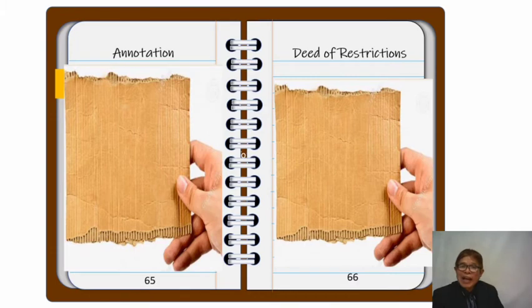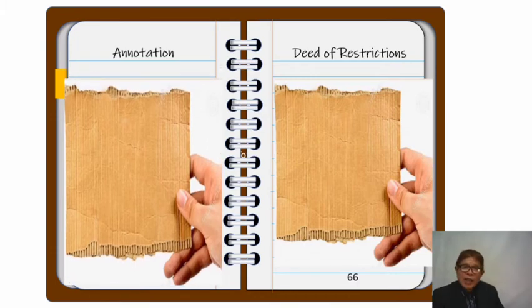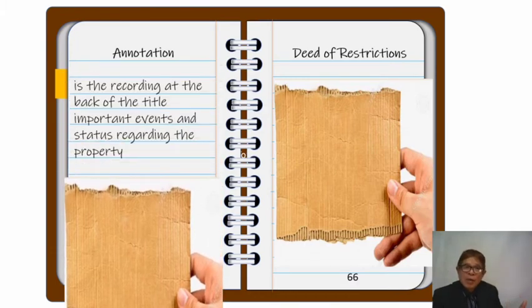What is annotation? Annotation is the recording at the back of the title of important events and status regarding the property. For example, liens, encumbrances, legal suits, and many other events regarding the property are noted at the back of the title, which is called annotation.